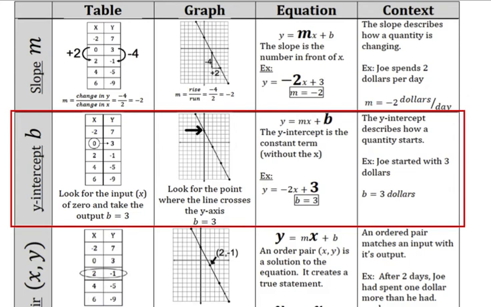So in general, for interpreting y-intercept, you can find the y-intercept on a table by finding the input of x equals 0. On a graph, you can find the y-intercept where it crosses the y-axis. The y-intercept is the constant term in the equation. And a y-intercept describes how a quantity starts, where something starts. When the x variable equals 0, you'll get your y-intercept.